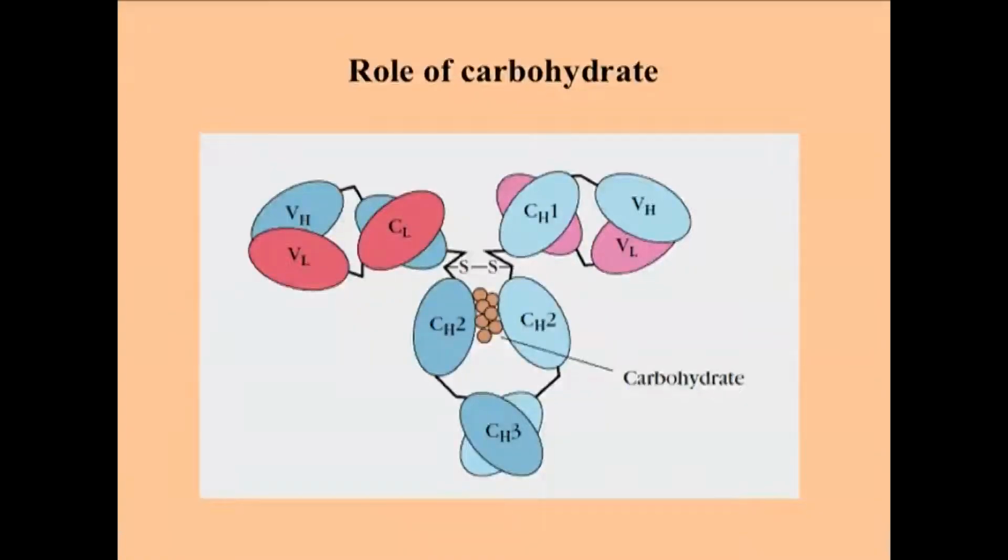Immunoglobulins are glycoproteins. That means immunoglobulins have carbohydrate molecules attached to them. In case of immunoglobulin, carbohydrate molecules are present in between the CH2 domains. That means between two domains of the constant region of the heavy chain.